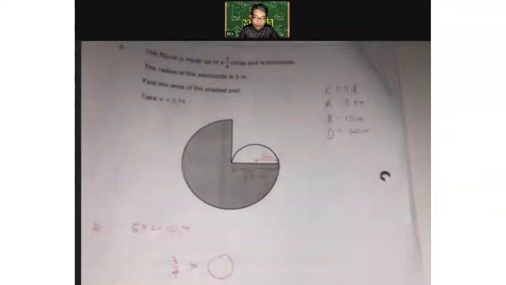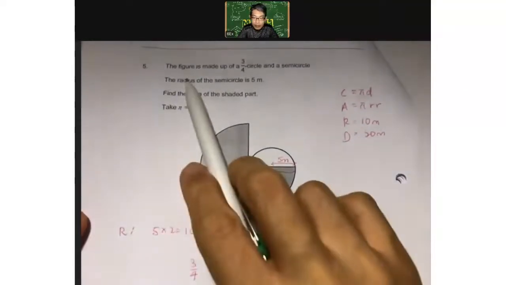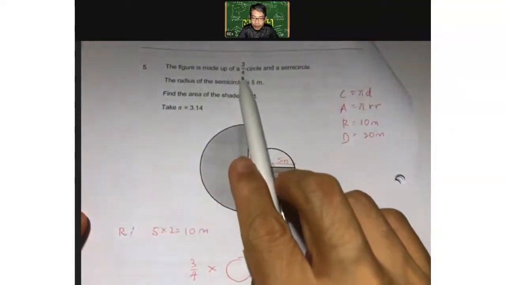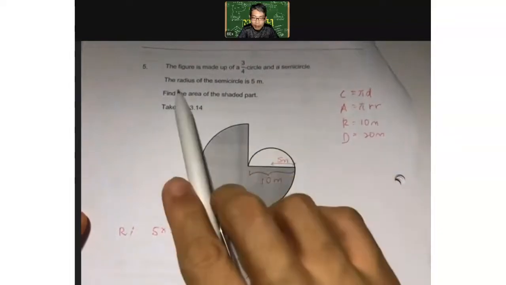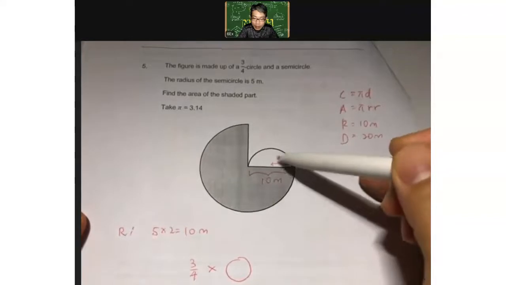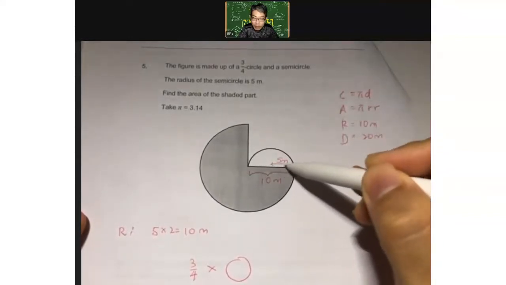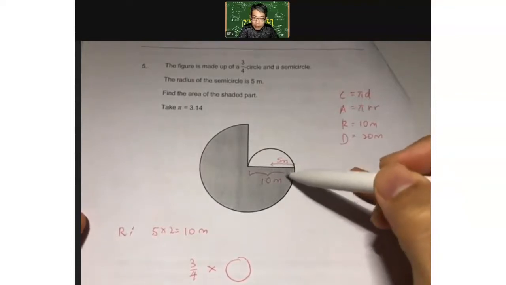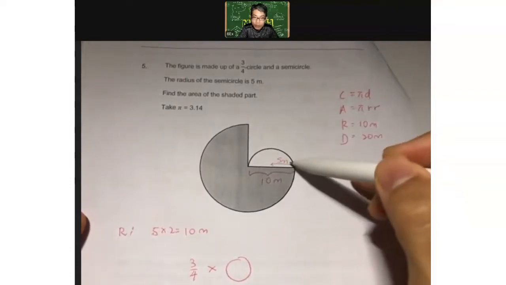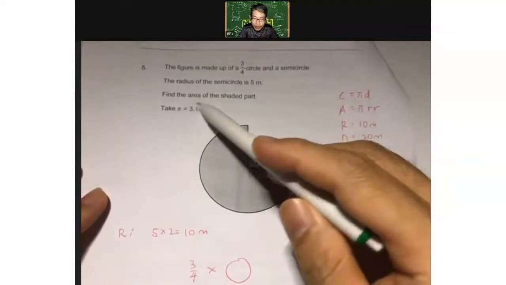Now let's go on to the area of circle, something that we just covered this term. The figure is made up of a 3/4 circle and a semicircle. The radius of the semicircle is 5 meters. So notice a semicircle has a 5 meter radius. Now the numbers were not put in for you, so you put it in yourself to make it clearer to you. Find the area of the shaded part.